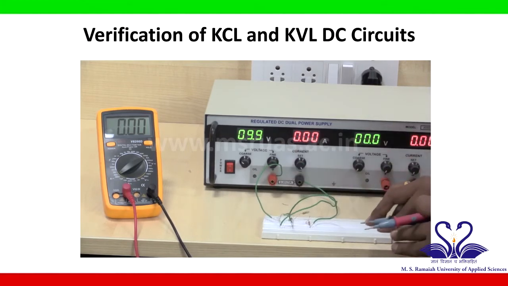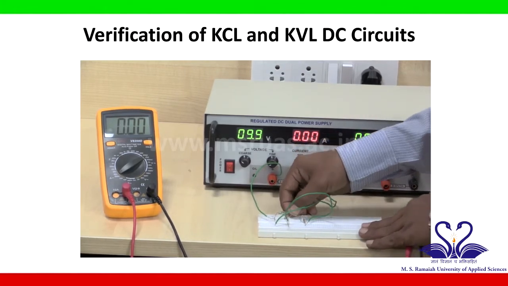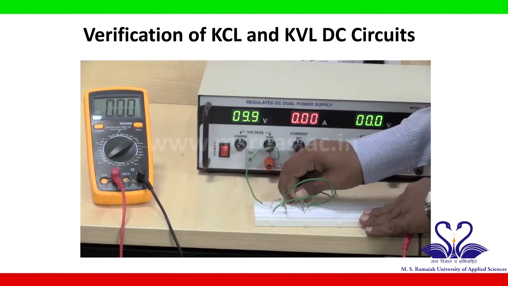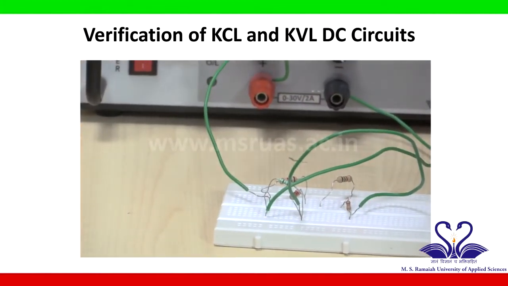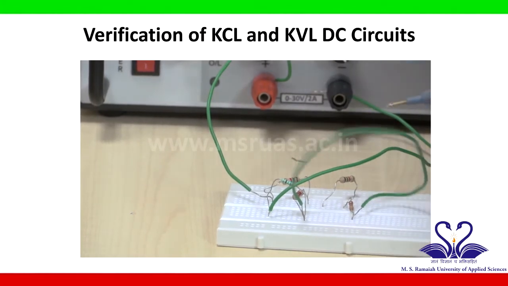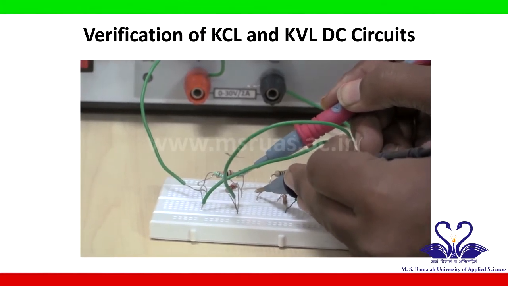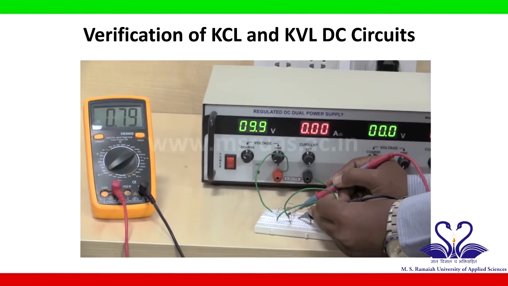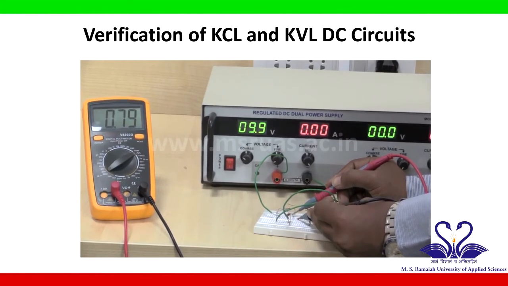Now to measure the current flowing through the R3, disconnect the one end of R3 from the circuit and connect anywhere else in the circuit. Now connect the multimeter probes to measure the value of I3. Now it is showing that 0.79 milliamperes.